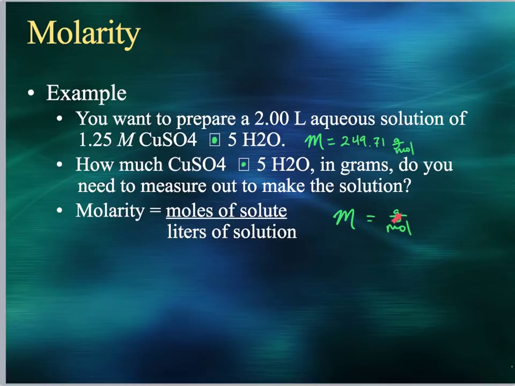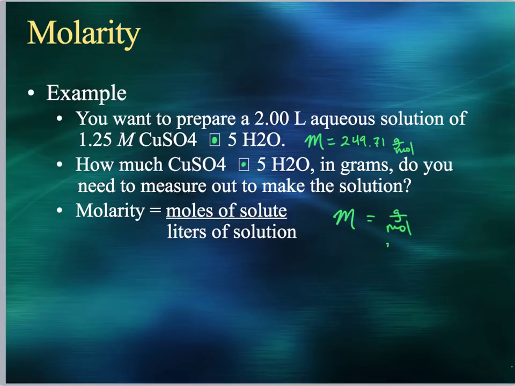So we know we're going to need to use this equation in conjunction with this one. And our term here that's in both of them is the number of moles. So we'll see if we can't use that to our advantage. It gave us the molar mass up here as 249.71, so you don't have to worry about calculating that. So where do we begin? Well, let's identify what we want to solve for. We want to solve for grams.